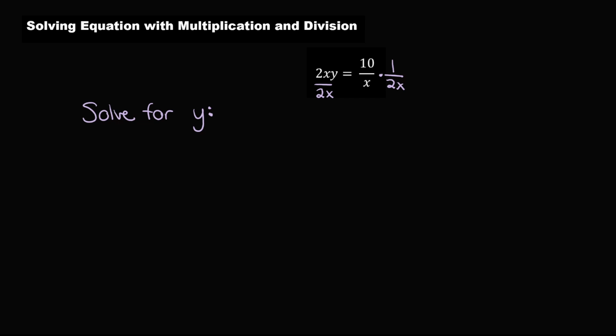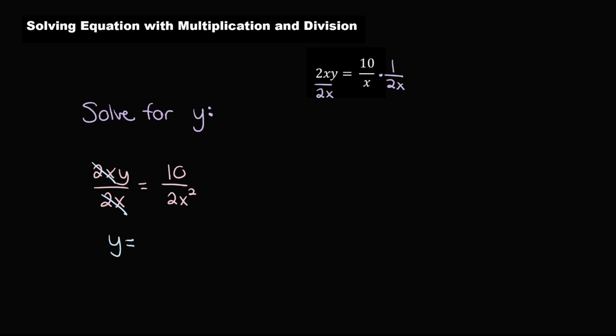And so for the next line, we actually have 2xy divided by 2x is equal to 10 divided by x times 2x, or 2x squared. And like I talked about before, anything on the top and the bottom that are the same can cancel each other out. So 2x on the top and the bottom of the left fraction will cancel out, and we'll be left with y is equal to something.